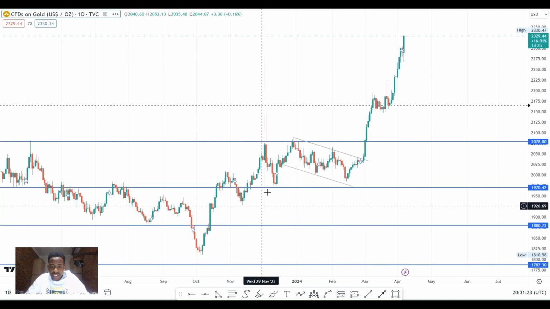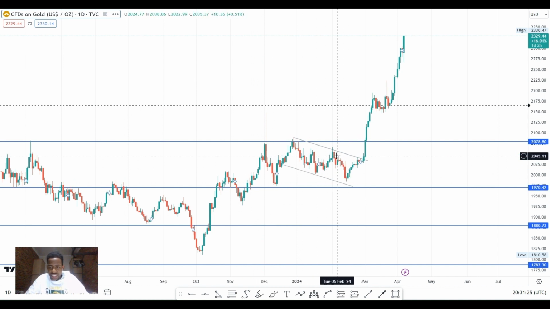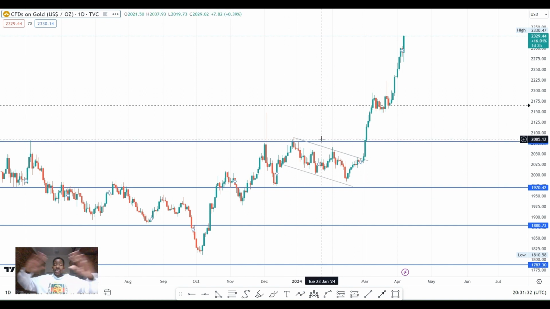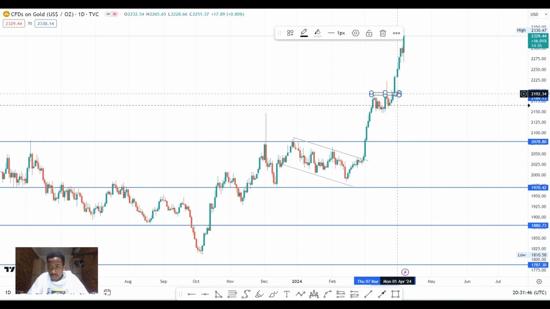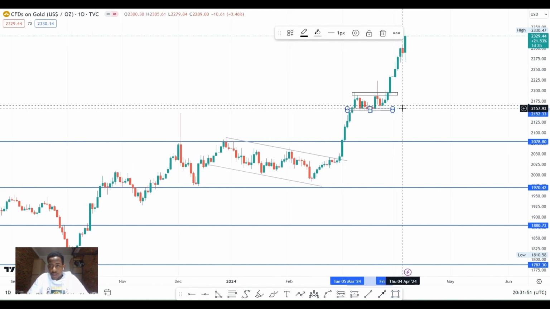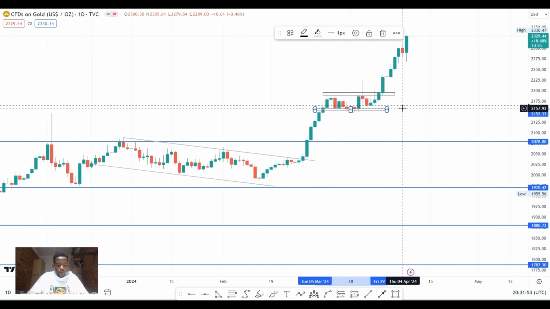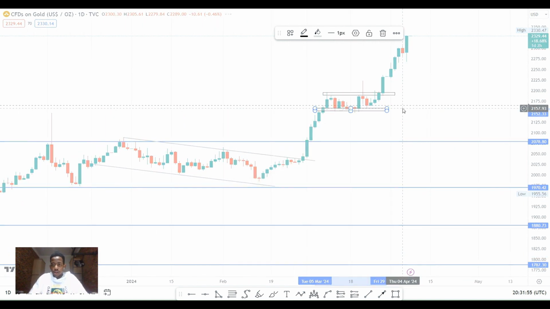Now price gave us this retracement, which is in the form of a bullish flag. Price broke this resistance structure, and after that, gold created new highs. Price gave us that impulsive movement, then consolidated within a rectangular consolidation, which was just a range-bound type of movement. Now, let's go to a lower time frame to see what the price is giving us.